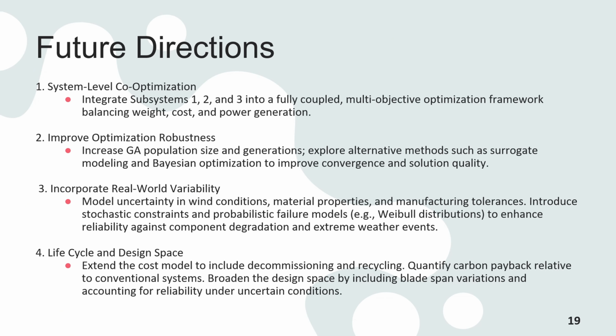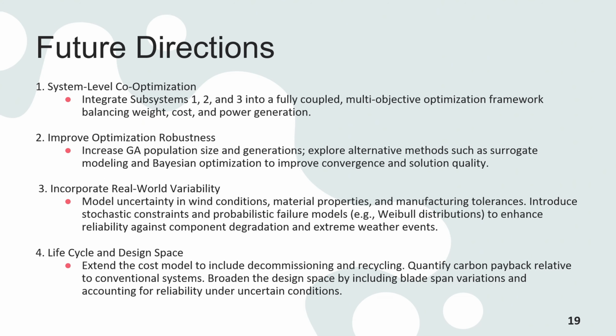Future directions. Looking ahead, we've identified a few main directions to enhance this work. First, we aim to develop a fully coupled multi-objective optimization framework that integrates all three subsystems, balancing weight, cost, and power generation more effectively. Second, we will focus on improving optimization robustness. This means scaling up the genetic algorithm with larger populations and generations and exploring more advanced techniques like surrogate modeling or Bayesian optimization. Third, incorporating real-world variability is essential. We plan to model uncertainties in wind condition, material properties, and manufacturing tolerances.